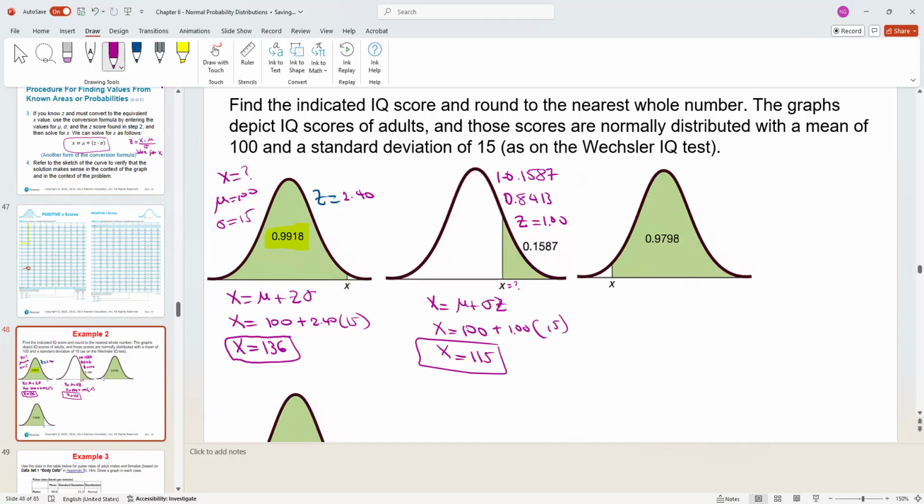Remember, if you are on the right, always subtract from 1. That's what we said. The only time you do that is when you are on the right. So 1 minus 0.9798 gives you 0.0202. Now, you go in the tables. This is the probability. What Z corresponds to it?